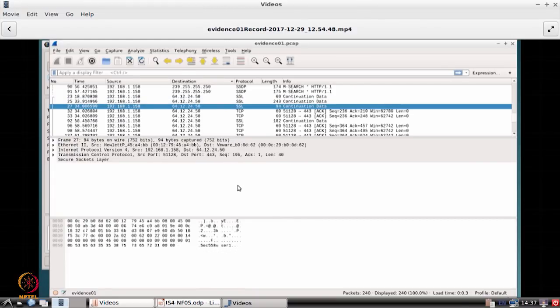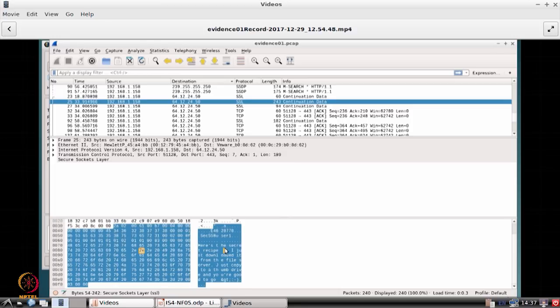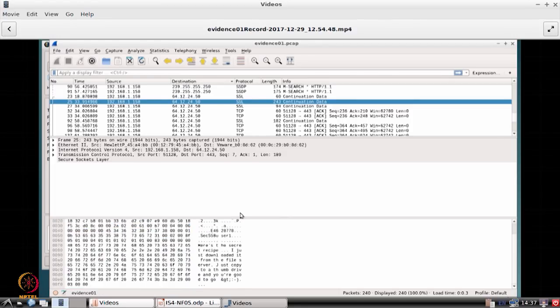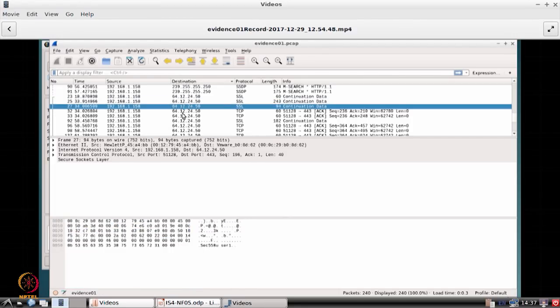I look at SSL and continuation data, and there is something that occurs again and again, which is SEC 55.8U SER1. Okay. So, if you look at the continuation data, even here you have this SEC 55.8U SER1. Okay. Even here you are able to see this. Of course, there are other junk information. Okay. We will look at what are the information we want.